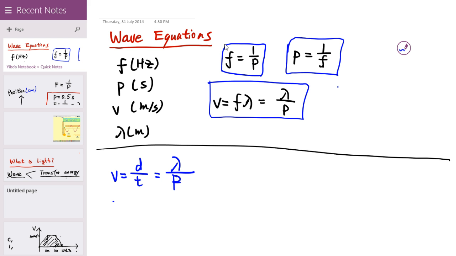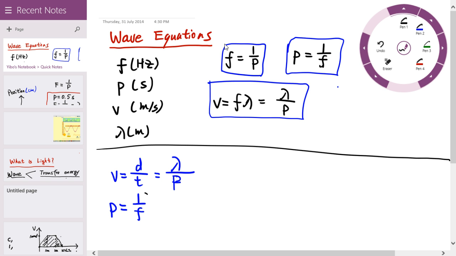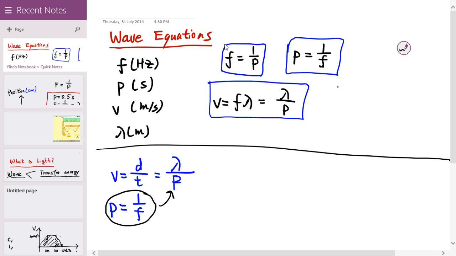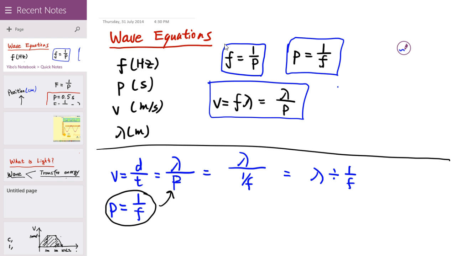However, because the period is basically 1 on the frequency, let me write it down. Let's substitute mathematically. If we substitute this value in, I will have wavelength divided by 1 on frequency. Doing some algebra the long way, wavelength divided by 1 on f is wavelength times f on 1. Then it will be frequency times the wavelength. So this is where this comes from.